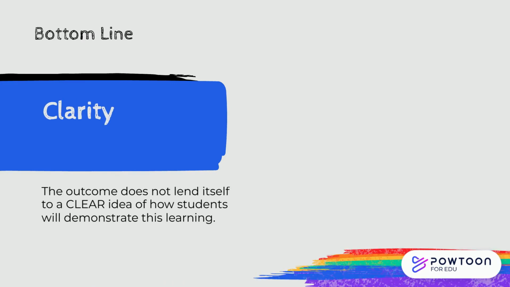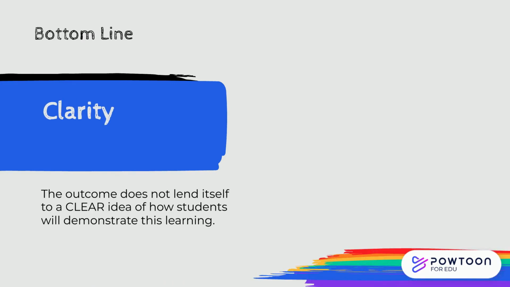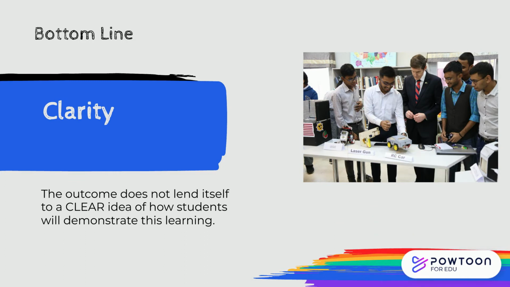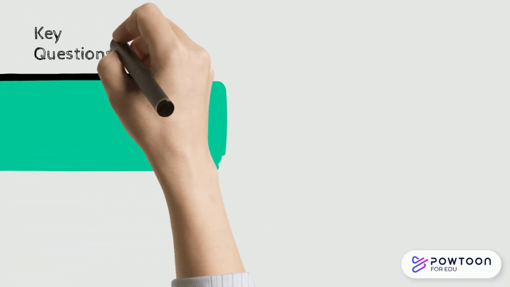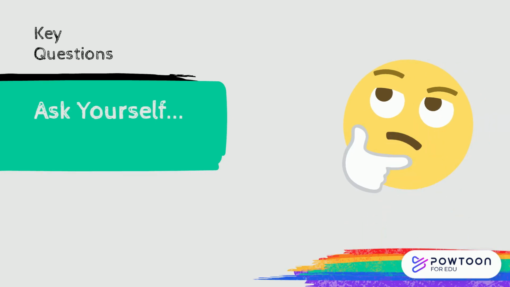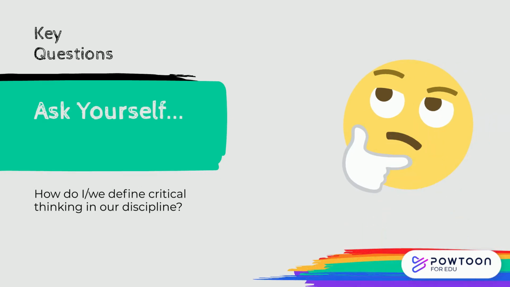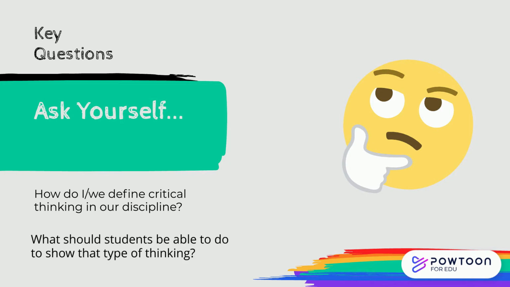The bottom line is, stating that students will demonstrate critical thinking does not lend itself to a clear idea of how students will show their learning. A clearer outcome will not dictate a specific assessment measure, but it will point to the best ways for us to measure student learning. If you struggle to articulate critical thinking outcomes, it's helpful to ask yourself two questions. How do I or we define critical thinking in our discipline, and what should students be able to do to show that type of thinking?